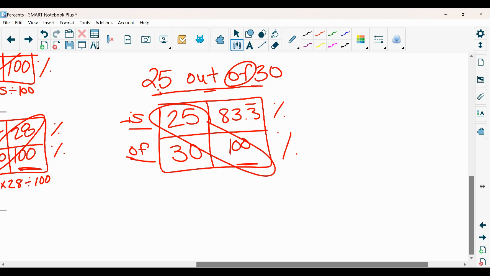Alright, so the percent box, like I said, will work for any of the percent problems. Okay? So I would lean towards using the percent box. Okay. Are there any questions on how to put this into the percent box?